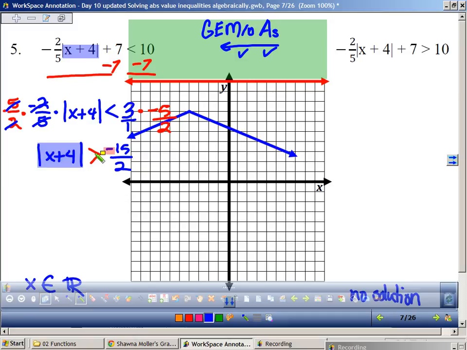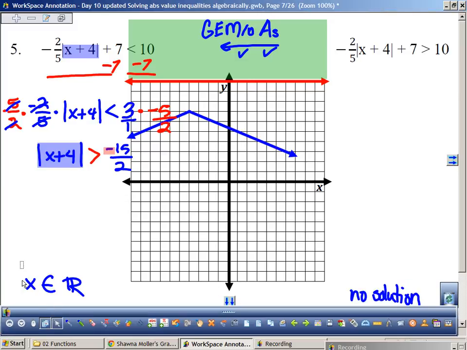Is that true? A positive number is bigger than a negative number? It is, in fact, true. Therefore, we are talking about all the numbers on the number line, all real numbers.